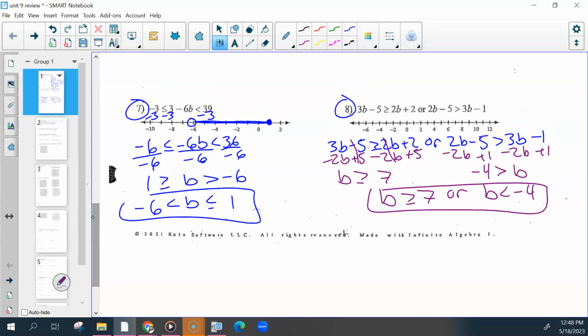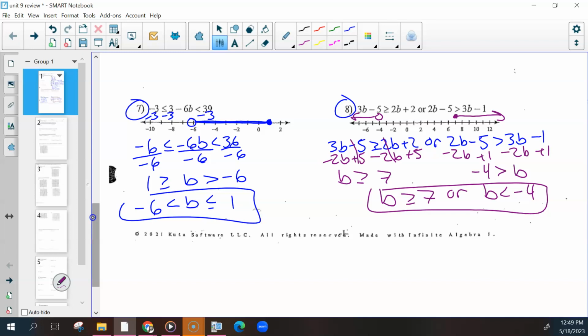Your "or" inequalities graph apart. So b is greater than or equal to 7 would be closed, going to the right. B is less than -4 would be open to the left. What questions do we have on this? They have to point away from each other. Ors have to point away from each other.